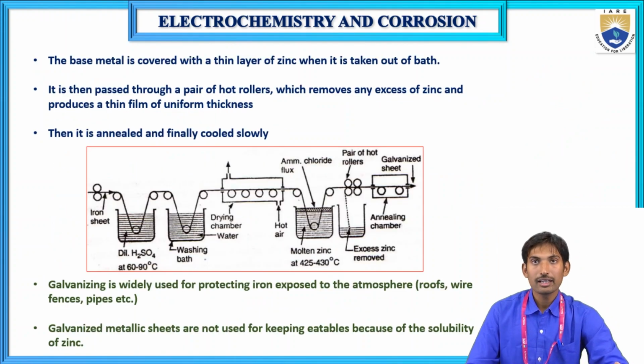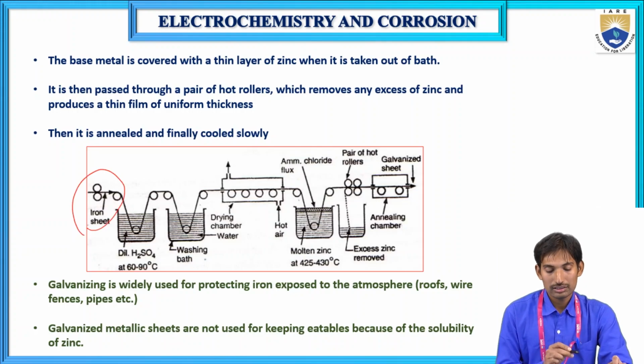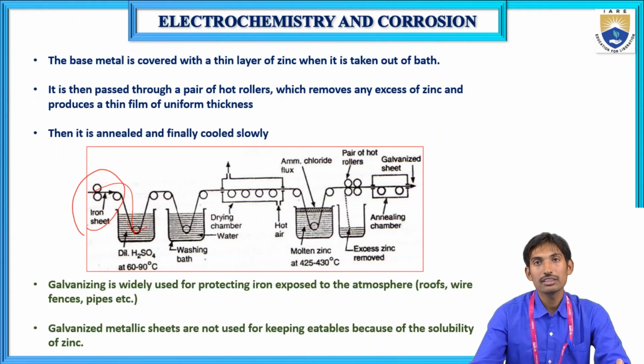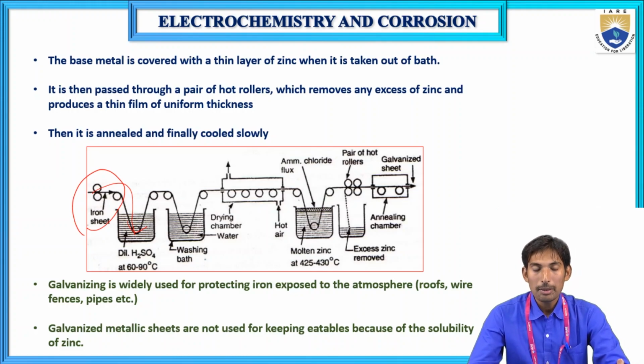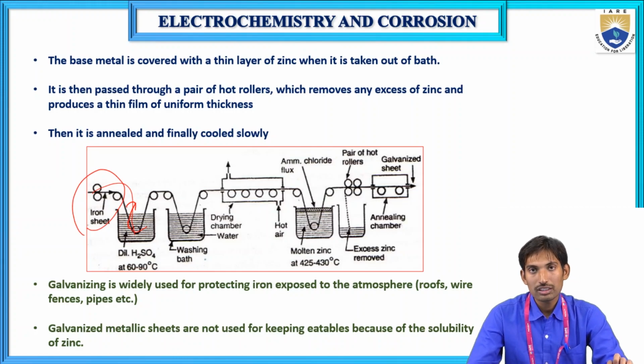See, this is the diagram. In the first step, this is the iron sheet. We are sending it into dilute H2SO4 at 60 to 90 degrees centigrade. That process is called pickling. In the pickling process, we are removing the impurities present on our base metal, like oxides, grease, and oil. Those impurities we can remove by using the pickling process.